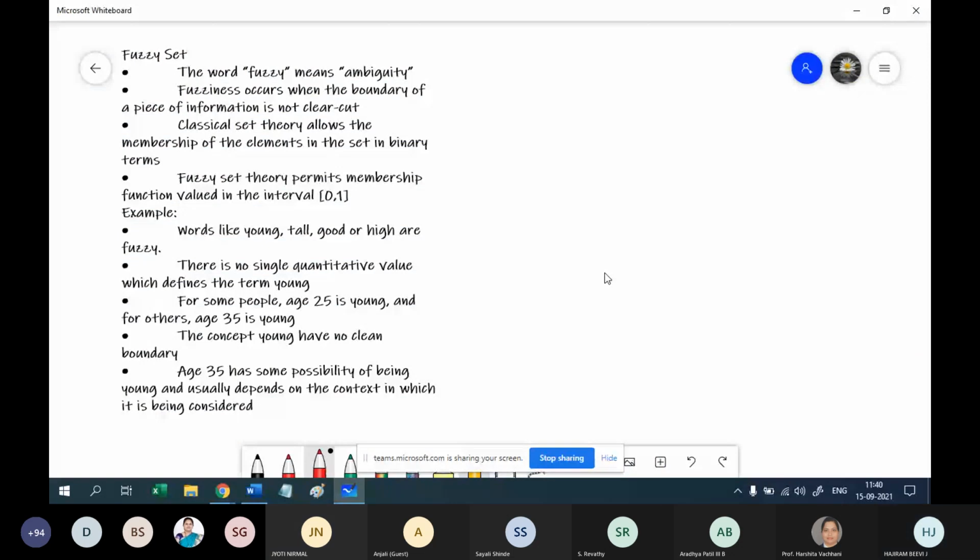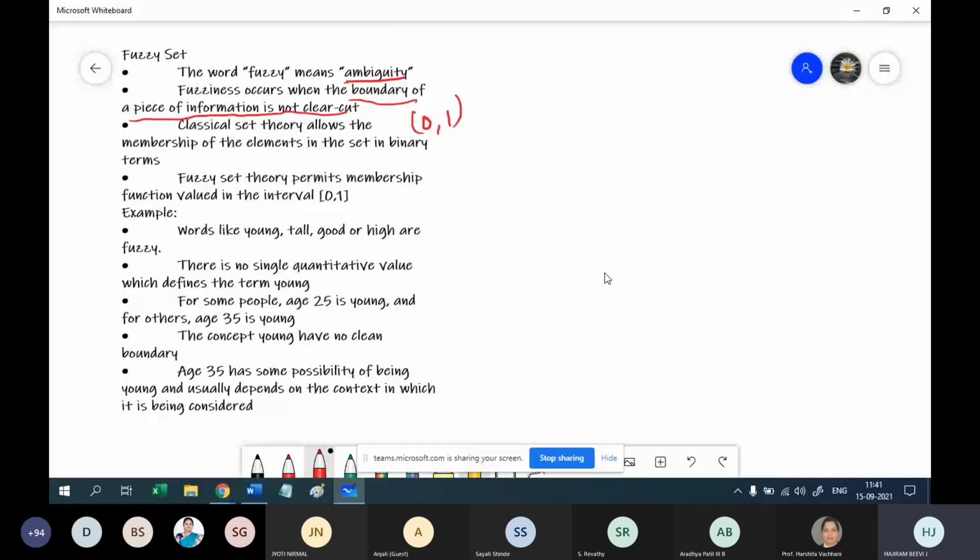We start the session. So today we are going to cover the topic fuzzy set. What is fuzzy? Fuzzy means ambiguity. When the boundary of a piece of information is not clear cut, fuzziness occurs. The classical set theory allows the membership of the elements in the set in binary terms, which means 0 or 1.